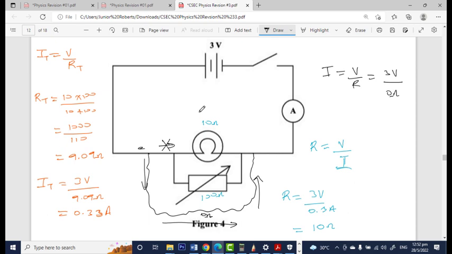Somebody say infinity, zero, or undefined? Yeah, undefined. It's undefined because it is infinity. We cannot measure infinity, it's just a concept. So 3 divided by 0 is undefined. Therefore the current flowing in this will be so large that it's going to cause the circuit to burn up.